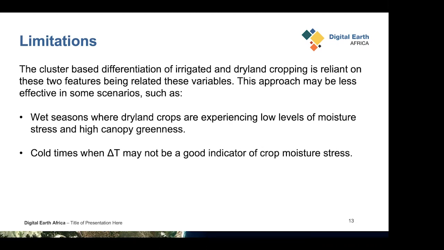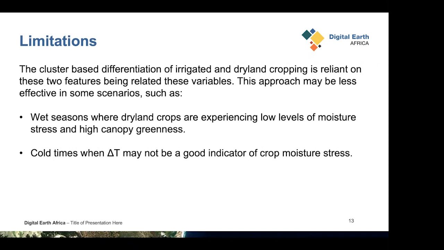And also in cold times, if you try to use it, because of moisture stress, it will have a problem and it can also affect the change in T. So when using this method, it's good to always work during the dry period for that particular area that you are working on to get good results.